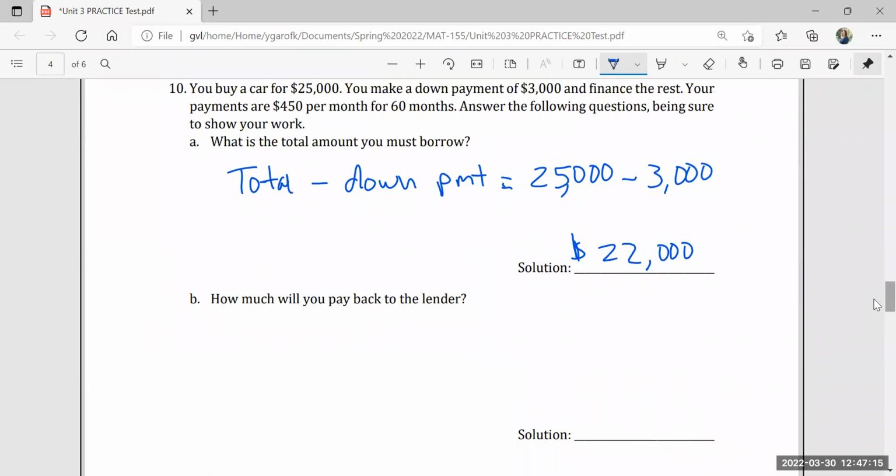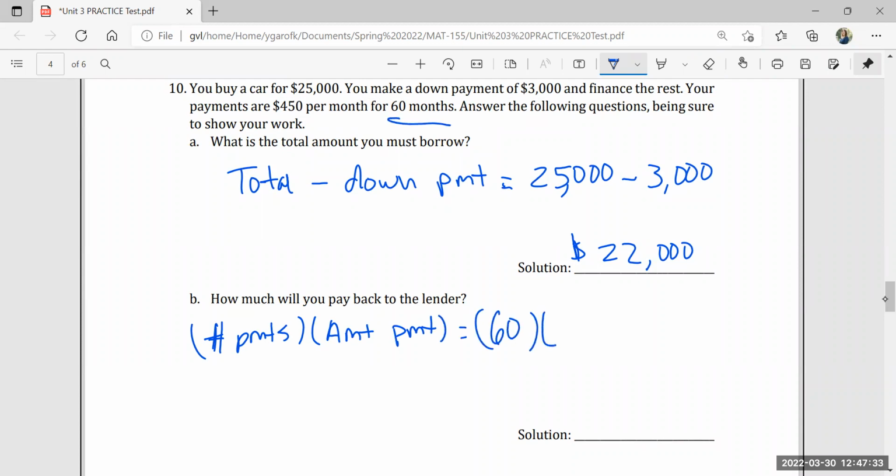How much are we going to pay back to the lender? Well, how many payments did we make? And how much were those payments? So we made 60 payments of $450. So $450 times 60 payments is going to give us $27,000.